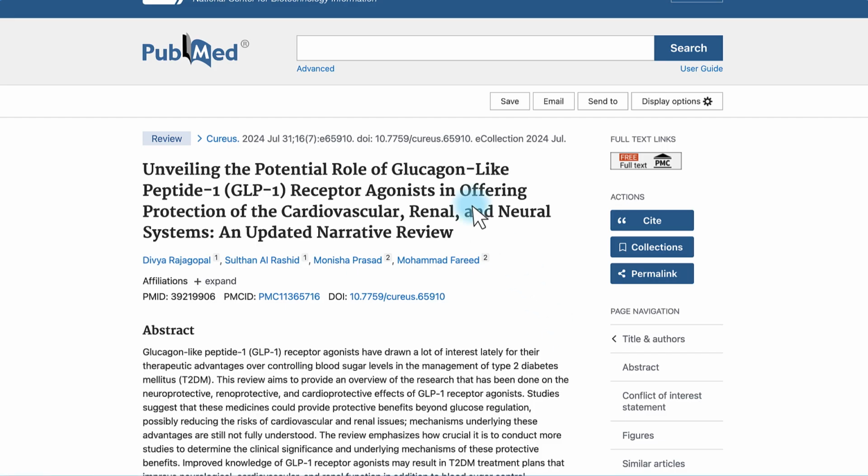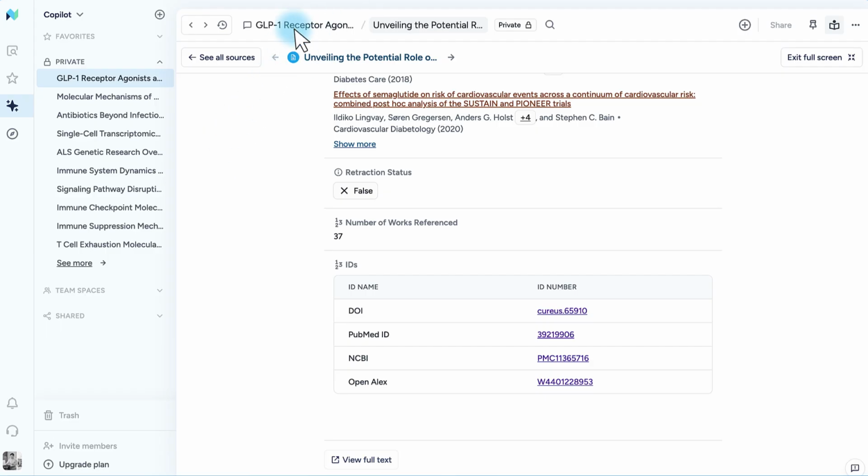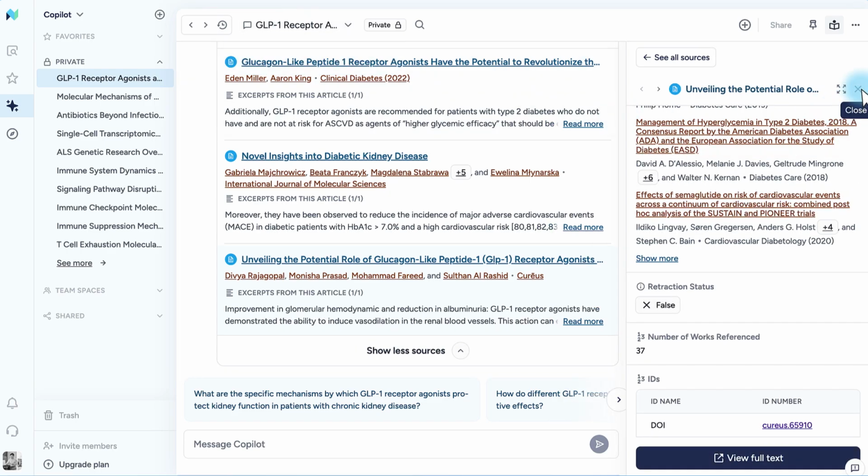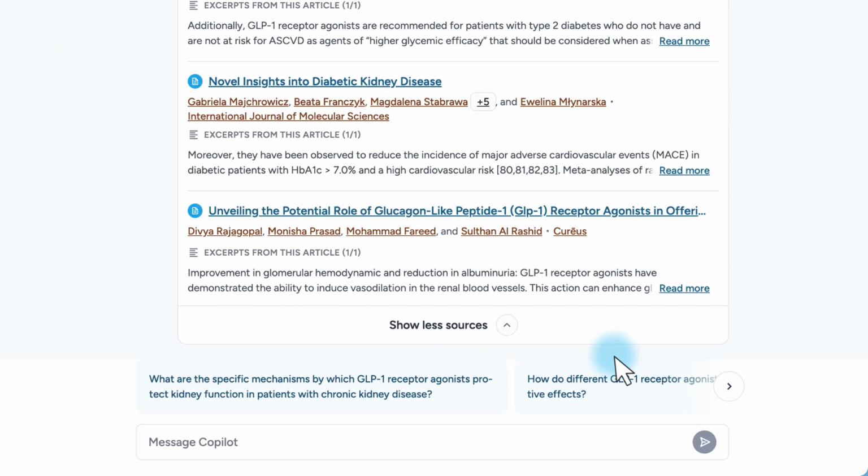But let's go back to the actual conversation. Below all of the sources, you'll also see a series of follow-up questions. These follow-up questions are specifically generated based upon a review of the supporting information above.